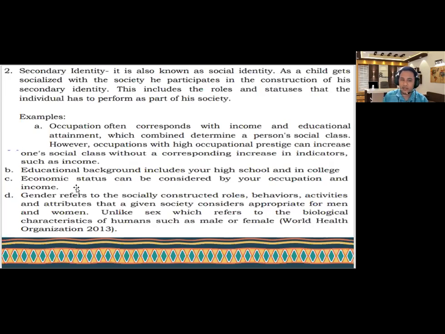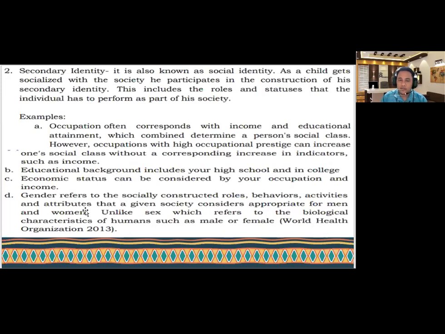Okay, another secondary identity is economic status. Okay, saan ka ba nabibilang? Nabibilang ba tayo sa mayaman, sa poor, okay, sa middle income? Okay, so it can be considered through your occupation tsaka kung magkano yung kinikita mo, yung economic status to, doon nalalaman. If I'm not mistaken, masasabing mahirap or poor kapag hindi pa umaabot ng the minimum wage, which is 10K or 12K a month, if I'm not mistaken. Correct me if I'm wrong.